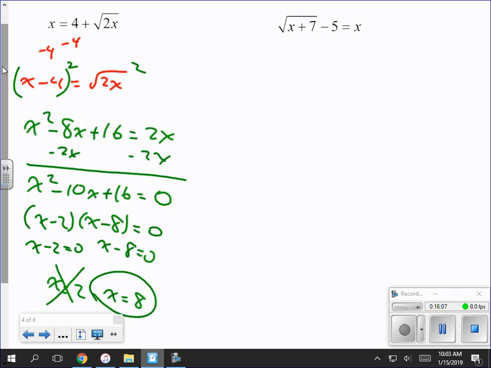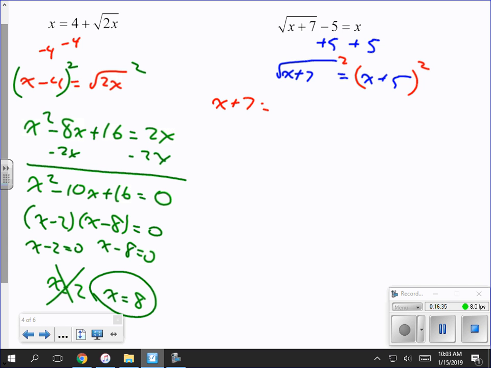Next one, same thing. I need to get the square root by itself first. So my first step is actually to add 5 to both sides. And I get the square root of x plus 7 is equal to x plus 5. And then from here, I square both sides. Square the square root. I square the x plus 5. The square root portion becomes x plus 7.